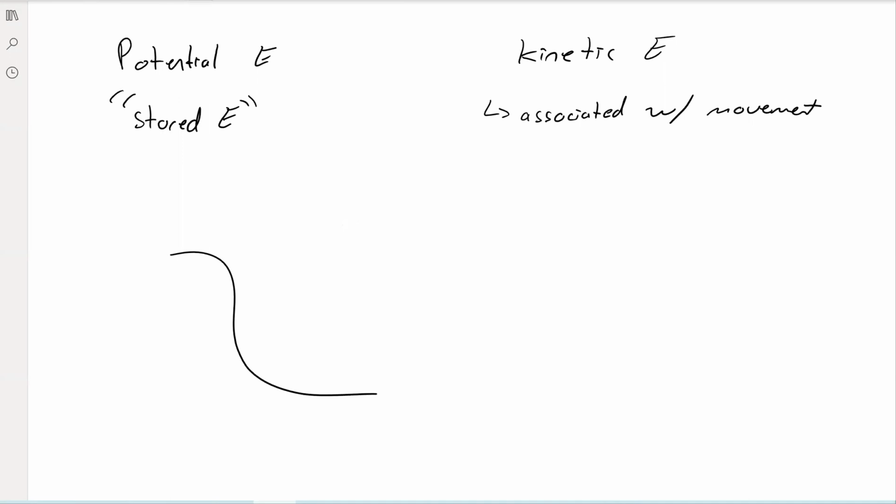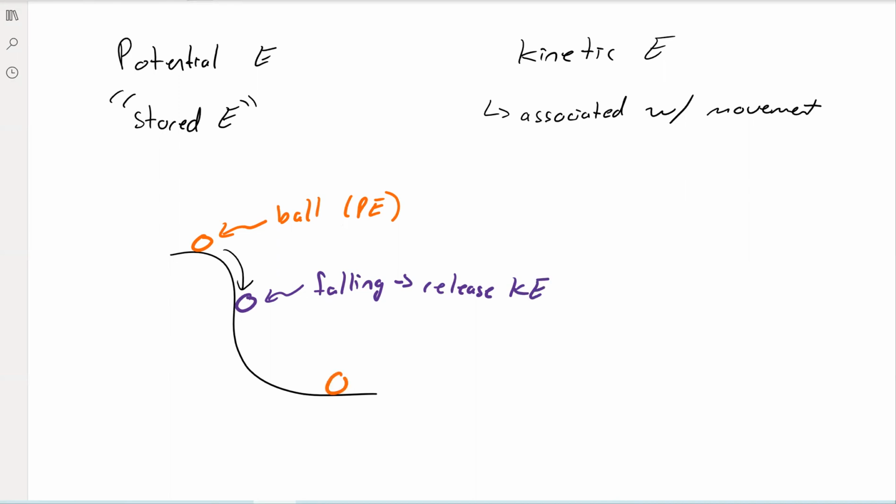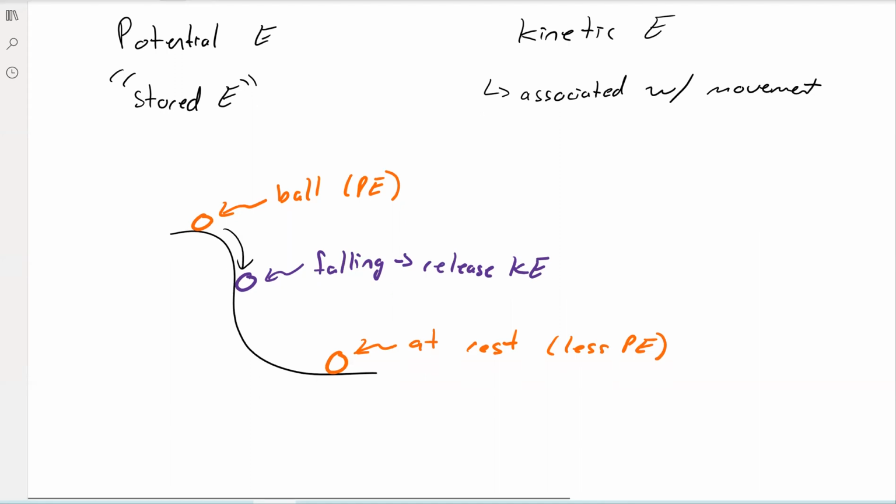So for example, if we have a ball up here, this ball has a lot of potential energy because it has the potential to roll down the hill, right? And then as it's falling, it's releasing kinetic energy. And then eventually it comes to rest down here. And now it has less potential energy than it did before. And now its kinetic energy is back down to basically nothing because it's no longer in motion.